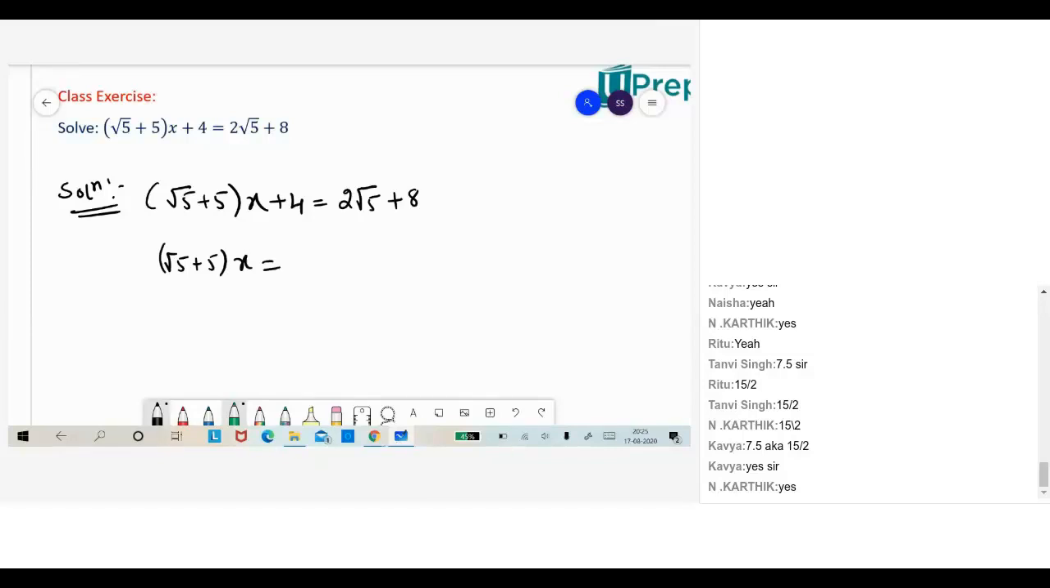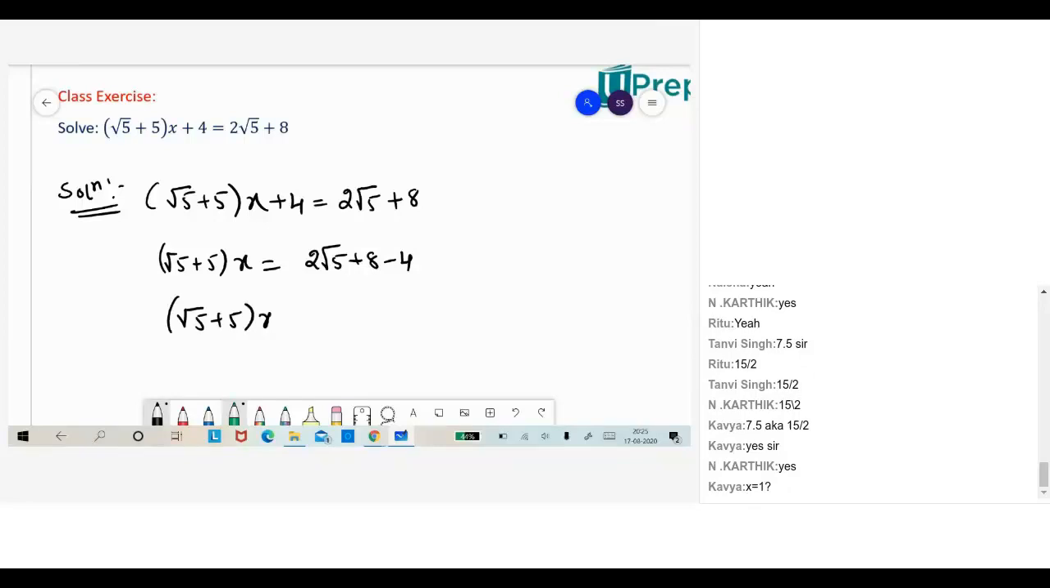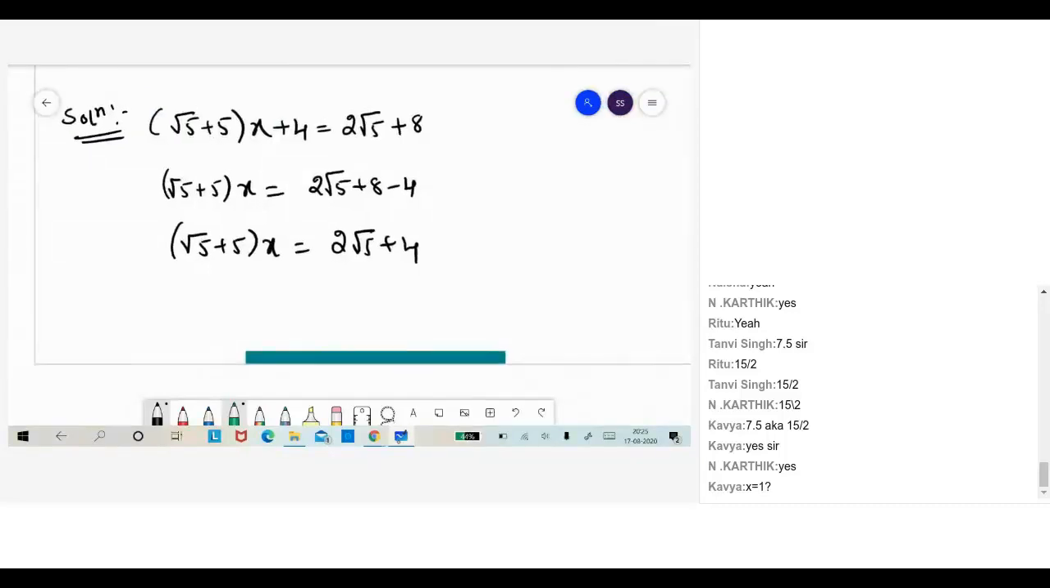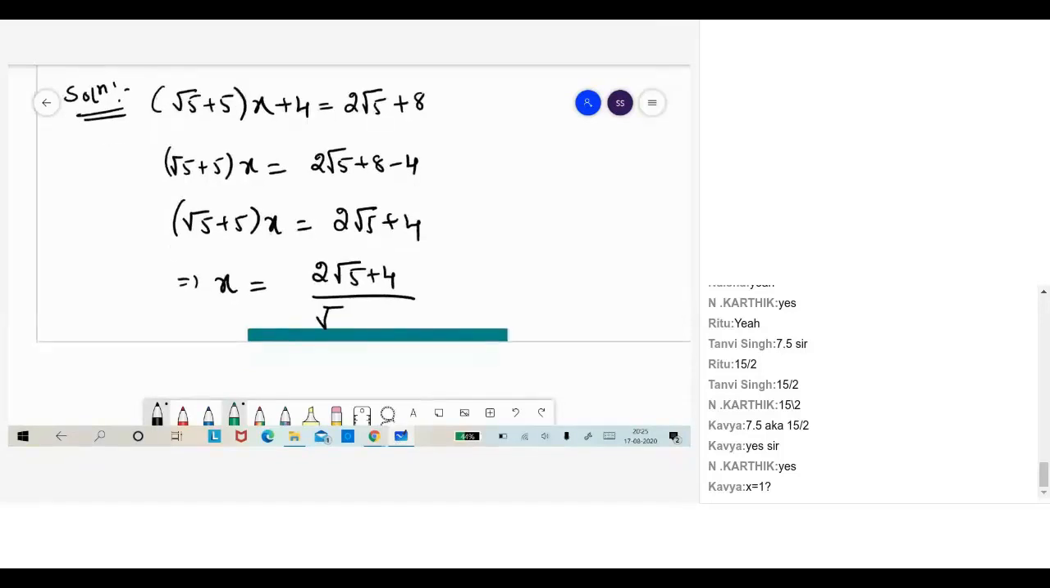Here, send this 4 on the other side. You have 2 root 5 plus 8 minus 4. Done. So what do you have? This is root 5 plus 5 into x. This is 2 root 5. What is 8 minus 4? 4. Now what is x? Here x is nothing but 2 root 5 plus 4 divided by root 5 plus 5.